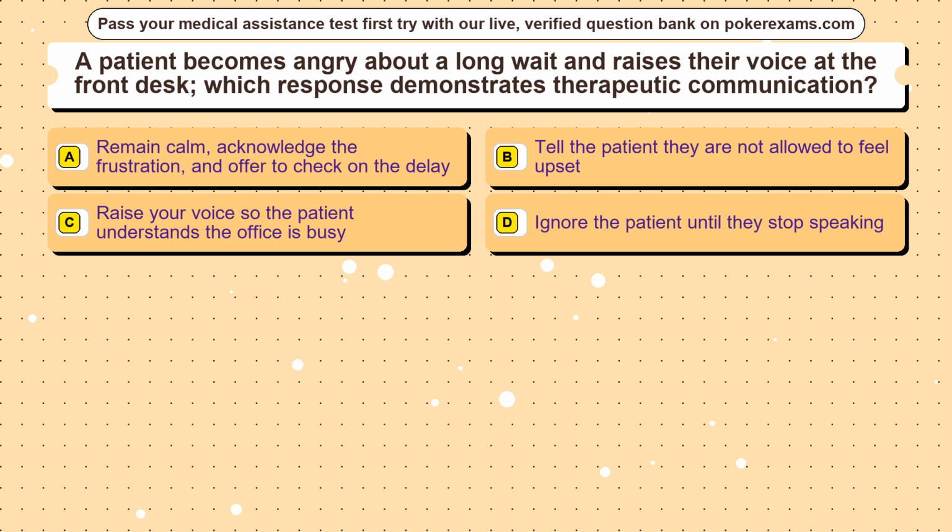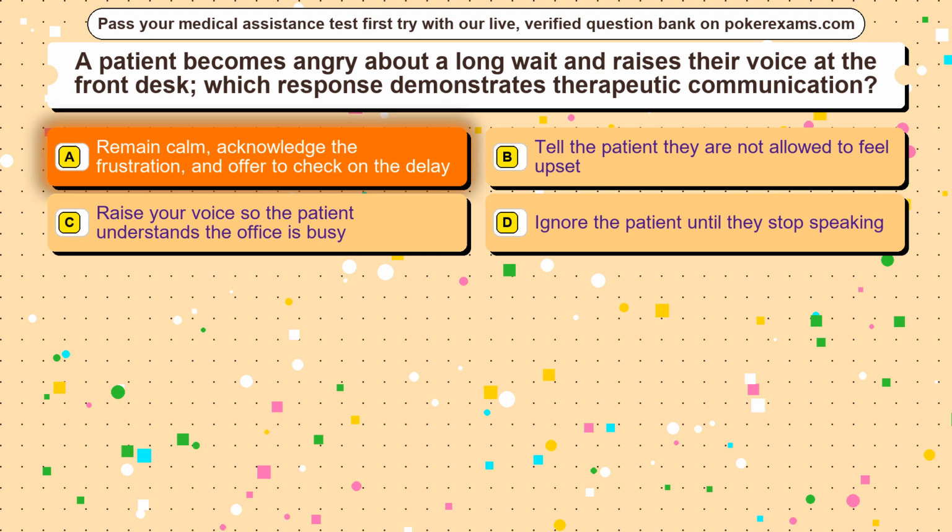Option C, raise your voice so the patient understands the office is busy. Option D, ignore the patient until they stop speaking. The correct answer is option A, remain calm, acknowledge the frustration, and offer to check on the delay.